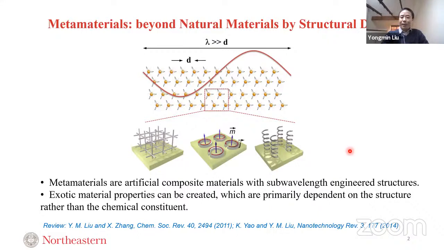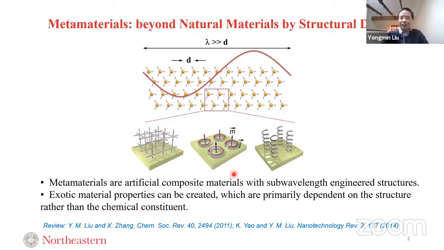By using different building blocks, the so-called meta-atoms, with distinct geometries, people have created many exotic properties such as negative refractive index and also invisibility cloaks. As you can see, the structure design really plays a very important role. However, the relationship between structure and property is sometimes highly complicated, nonlinear, and non-intuitive. This is particularly true when we want to design multifunctional, multidimensional, and even reconfigurable metamaterials working at different conditions.